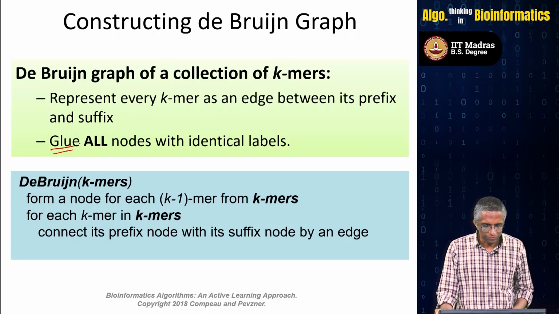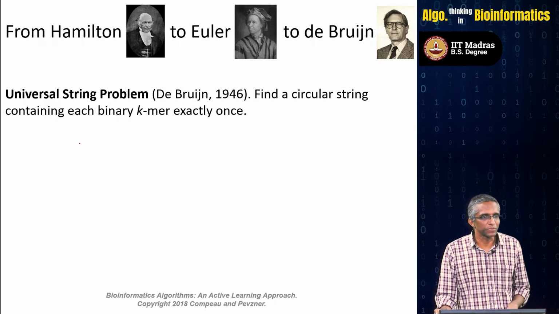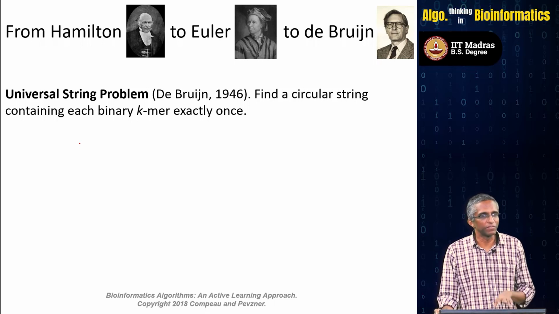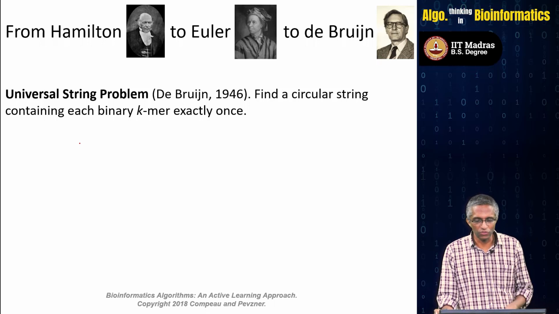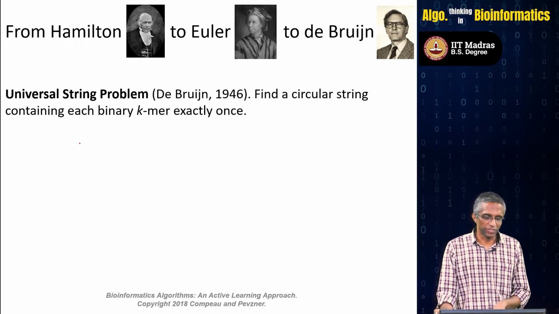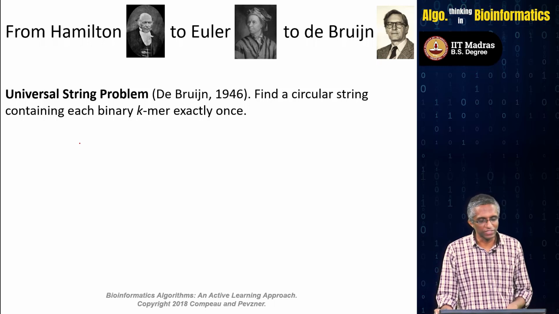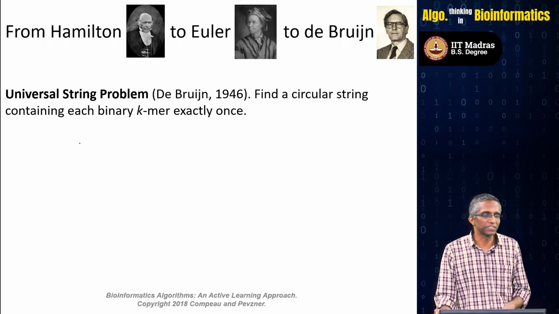Now let's take a pause and see the different concepts we have seen. From the Hamiltonian path, we came to the Eulerian path, and then we are talking about de Bruijn. These are the people that I mentioned in the first slide, and this is where they appear. The reason that de Bruijn features here is that he was studying a problem called the universal string problem in about 1946. This is finding a circular string containing each binary k-mer exactly once.